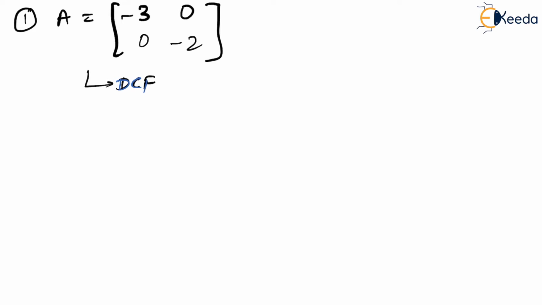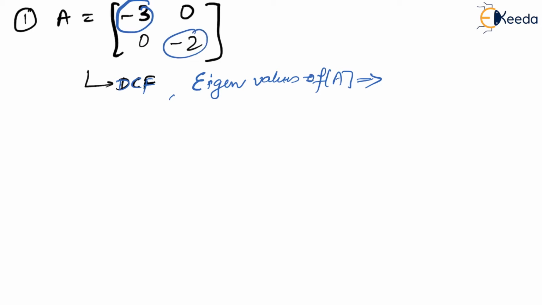Yes, it is definitely in a diagonal canonical form, right? So what are the eigenvalues of A? We have already seen that it is nothing but the diagonal elements. So here the diagonal elements are minus 3 and minus 2. So yes, definitely the eigenvalues are going to be minus 3, minus 2, right?